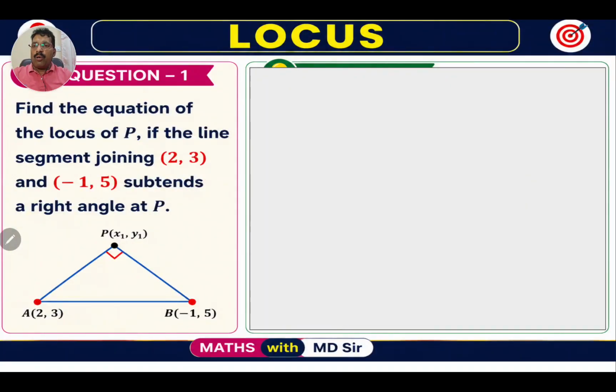Find the equation of the locus of P if the line segment joining (2, 3) and (-1, 5) subtends a right angle at P. Subtend a right angle at P is given 2 points. The line joining 2 points subtends a right angle at P. We can take the diagram like this also.